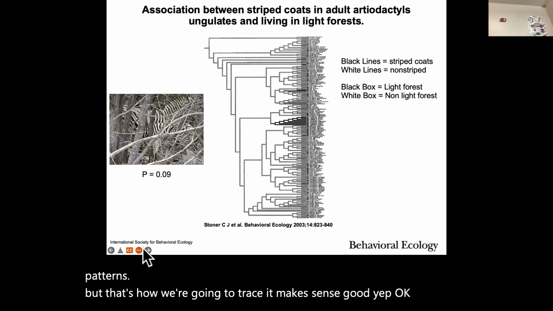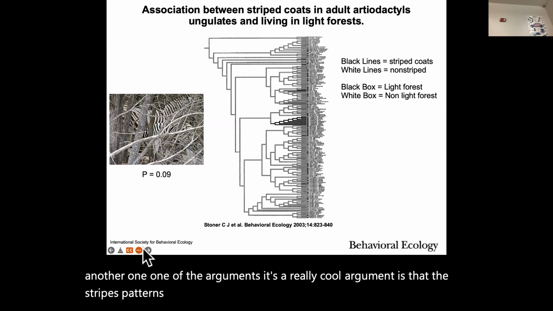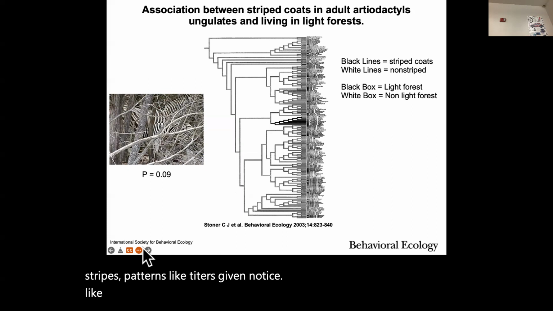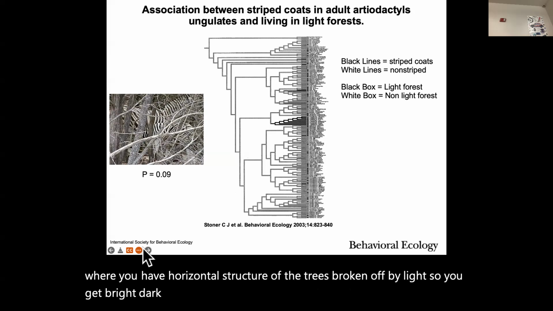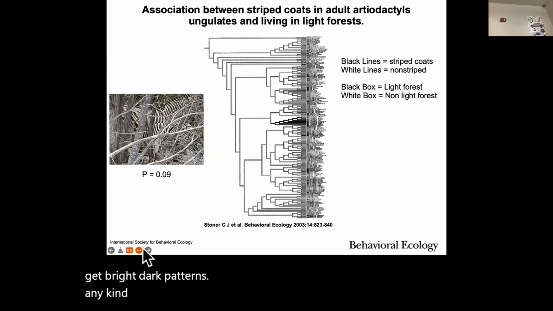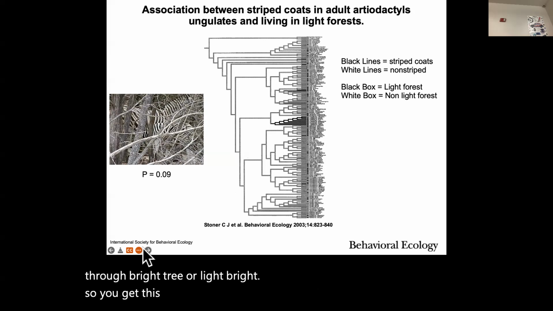So this is another one. One of the arguments, it's a really cool argument, is that the stripe patterns, like tigers, even though this isn't tigers, it's all arguments, like zebras, is associated with light forests. And what a light forest is, are forests where you have the horizontal structure of the trees broken up by light, so you get bright, dark patterns. And you can visualize it. You know, where the tree is, dark, where the light streams through, bright, tree, dark, light, bright. They get these sort of interval patterns of light and dark.